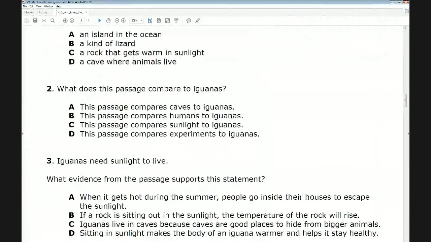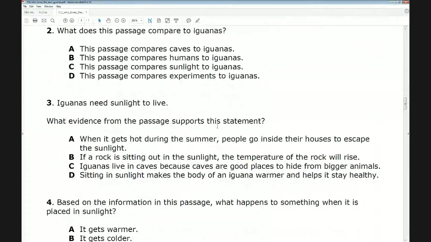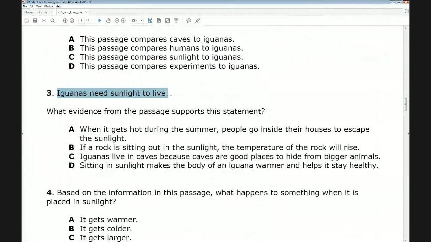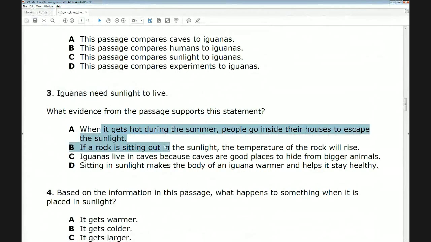Right here. Iguanas need sunlight to live. What evidence from the passage supports this statement? And it's a multiple choice question, which makes it even easier. You can scan the story for these sentences and then also read the sentences to find out if they support this fact, that iguanas need sunlight to live.